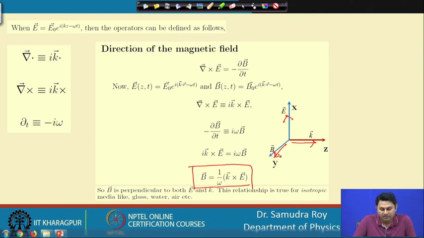This is not a very unique result, because it is a very general thing. We know that the electric field and magnetic field both are perpendicular to the propagation of the light. So, light is a transverse wave. Transverse wave means that the light is propagating along one direction, and the electric and magnetic fields are perpendicular to that particular direction. In this case, light is propagating along the k direction, so the electric and magnetic fields are perpendicular to that direction.